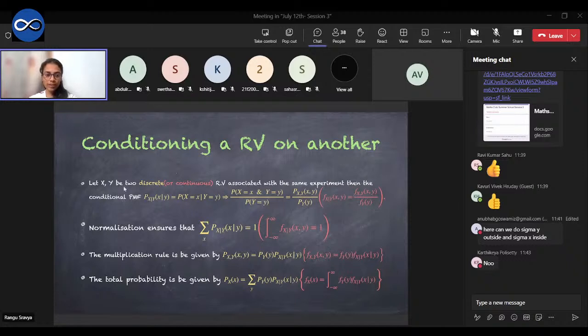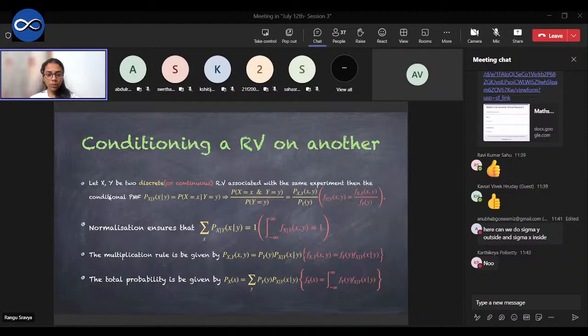Now the multiplication rule is given by, to find this, just cross multiply P_Y of y. This rule can be used to find the joint PMF from the conditional PMF of X given Y. So just cross multiplying P_Y of y, you will get P_X,Y of x comma y, which is equal to P_Y of y into P_X|Y of x. So joint PMF of x comma y will be equal to P_Y of y into conditional PMF of X given Y. Similarly for PDFs, joint PDF will be f_Y of y into conditional PDF of X given Y.